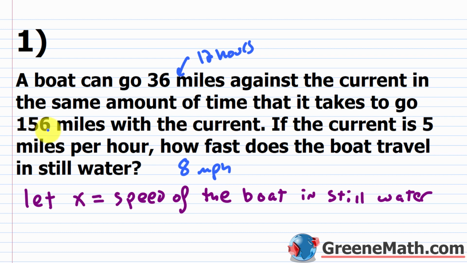And 156, which is your distance, divided by 13, which is your rate, well, that's going to give you 12, so that's 12 hours as well. So we'll arrow down there and just say this is also 12 hours. So again, we know this is correct because it's the same amount of time. It's 12 hours to go 36 miles against the current, and it's 12 hours to go 156 miles with the current. So this is our correct solution. It's going to be 8 miles per hour for the speed of the boat in still water.